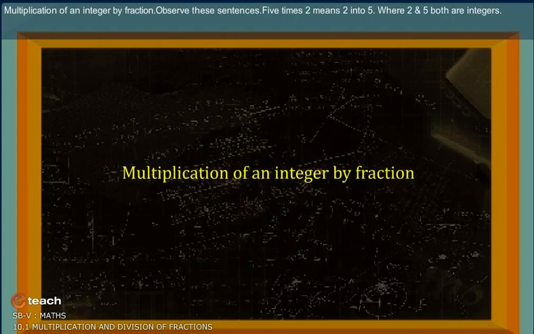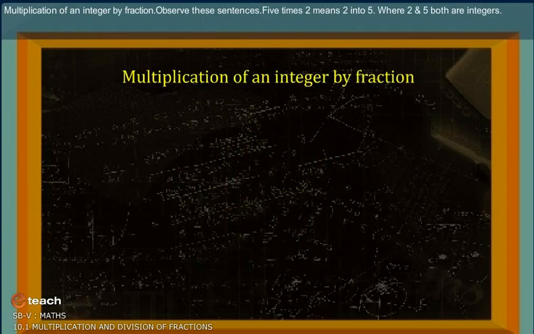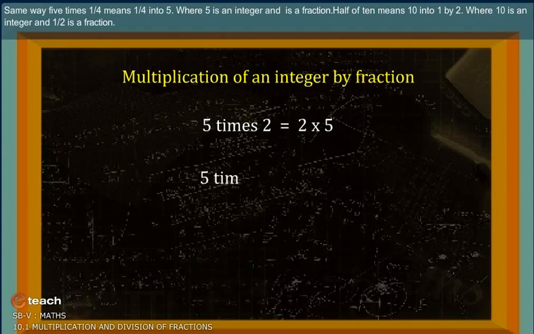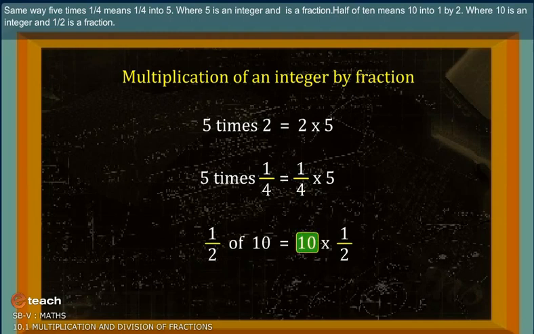Multiplication of an integer by fraction. Observe these sentences. 5 times 2 means 2 into 5, where 2 and 5 both are integers. Same way, 5 times 1 by 4 means 1 by 4 into 5, where 5 is an integer and 1 by 4 is a fraction. Half of 10 means 10 into 1 by 2, where 10 is an integer, 1 by 2 is a fraction.